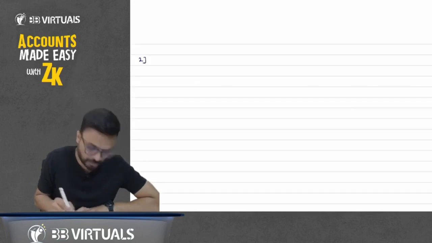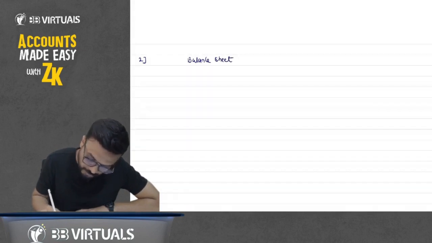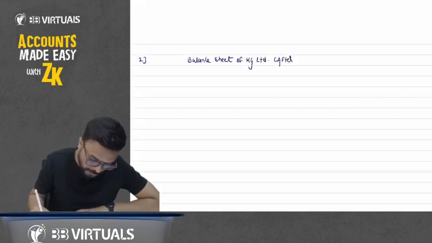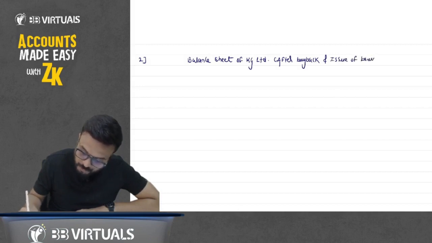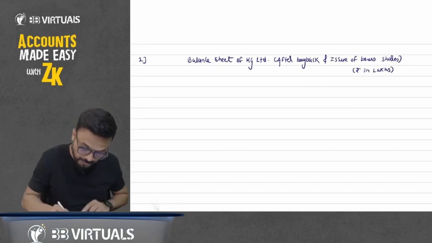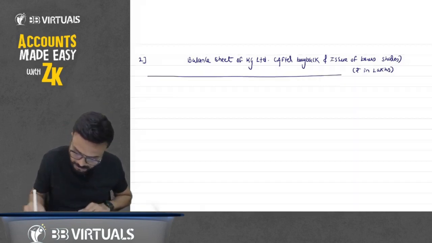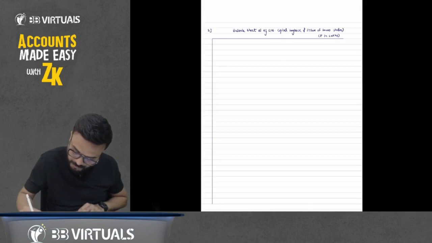So write down there part number two, second. Balance sheet of KG Limited after buyback and issue of bonus shares. Remember, rupees in lakhs. Draw this for one page. Even I think it will not take more than one page, but it's okay. Draw this for one page.